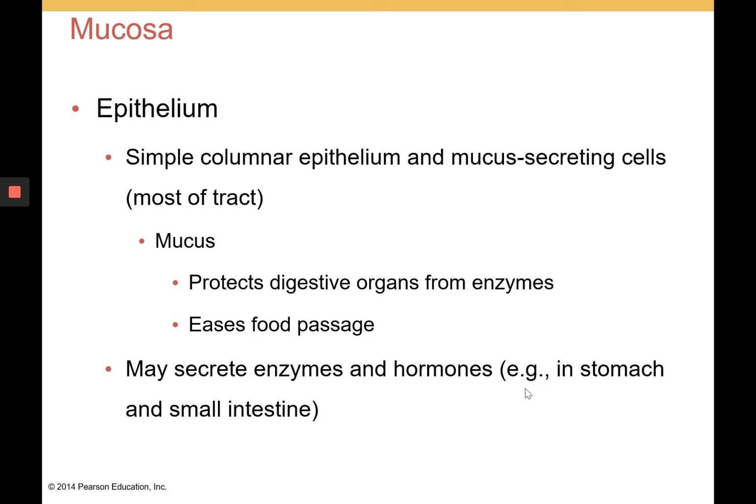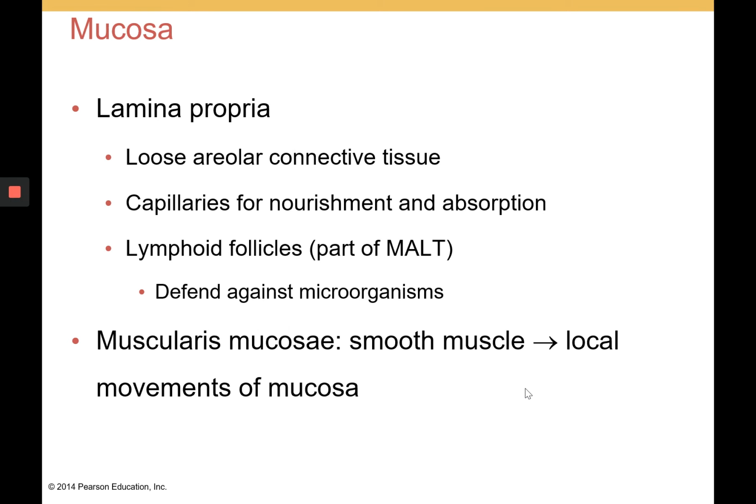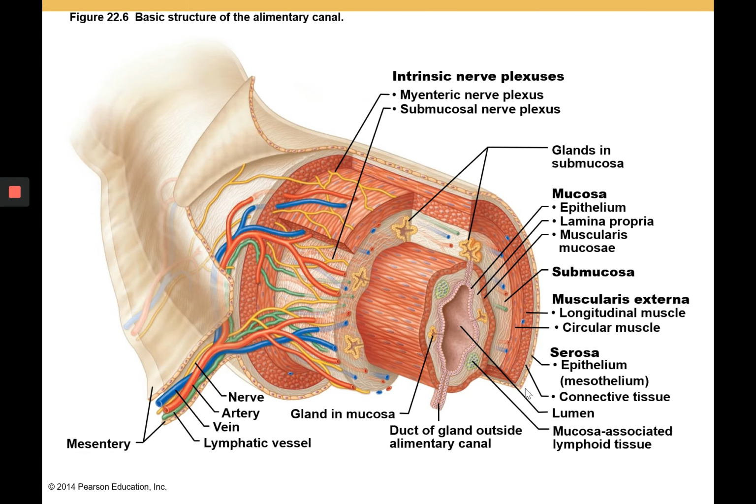So it can secrete hormones and enzymes. We see mainly that occurring in the stomach and small intestines, but the mucus secreted by the glands that we find in the mucosa are able to ease the food passage from the mouth throughout the anus. The mucosa also has underlying lamina propria under the epithelium, which is loose areolar connective tissue. There may be some lymphoid follicles, a part of the mucosa-associated lymphoid tissue in this region as well. And it also contains muscularis mucosae, which is smooth muscle, and this is just involved in local movements of the mucosa, not necessarily peristalsis or segmentation.